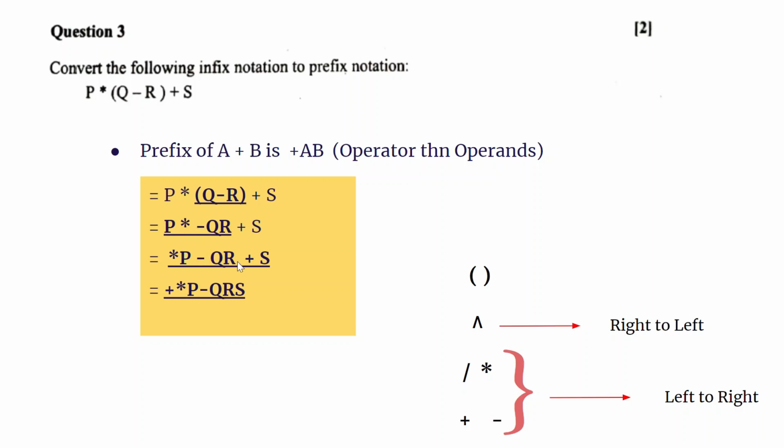Then finally we have plus to resolve. Take the plus out first, then write the first operand, that is this part, and then you write the second operand, which is s, on the right side of the plus. So this is the final answer, or you can say the prefix notation of the given infix notation. I think this is pretty simple. So let's take another question.